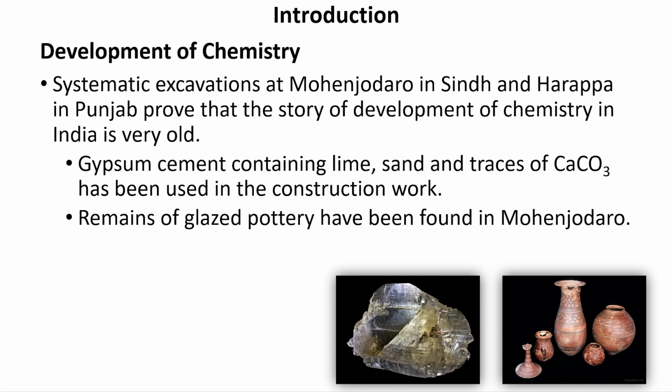This is called gypsum stone. Out of this, gypsum cement is made. Gypsum cement mainly consists of lime, sand and some calcium carbonate traces, CaCO3. And it is used in modern times also for flooring and ceiling as a plaster. This gypsum stone was used in the construction work, and its findings reveal that it was used in making buildings and all.